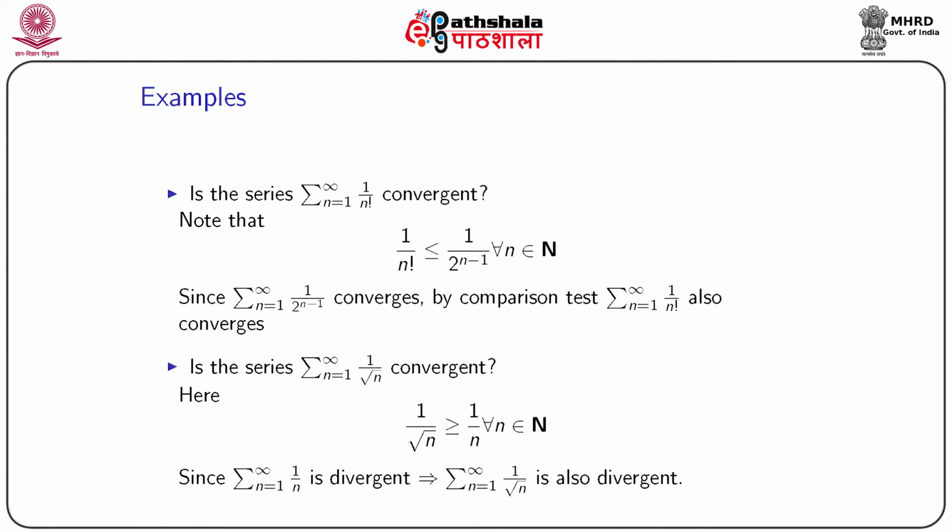Similarly, if we consider the series sum from n equals 1 to infinity of 1 over square root of n, whether this series is convergent or not. Now I can see that 1 over square root of n is always greater than or equal to 1 over n, and we know that the sum over 1 over n is a divergent series. If this is divergent and 1 over square root n is greater than or equal to 1 over n, that means the series of 1 over square root of n is also divergent. So these two examples use the method of comparison test to judge whether a series is convergent or not.